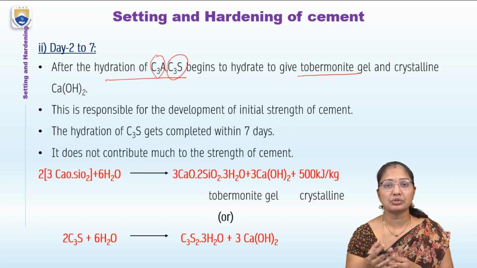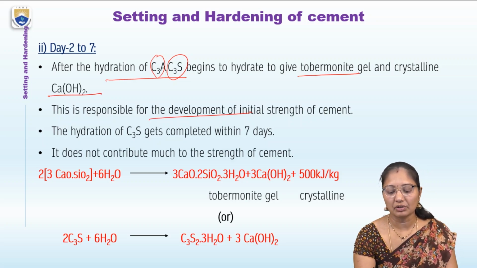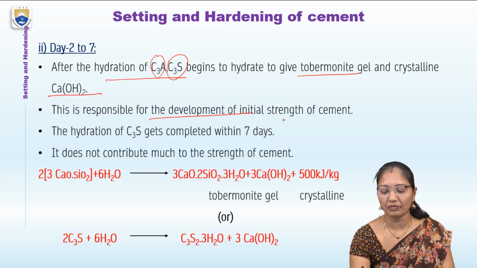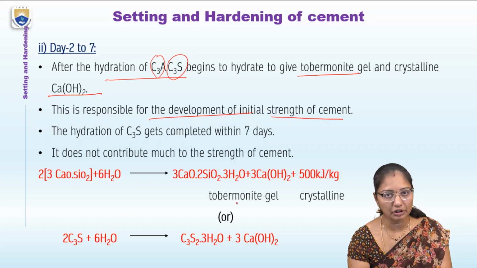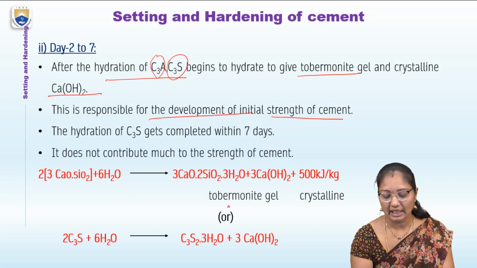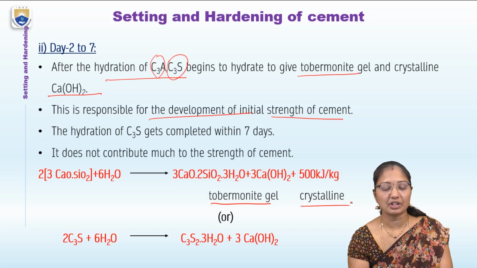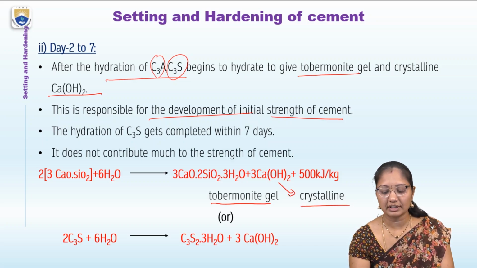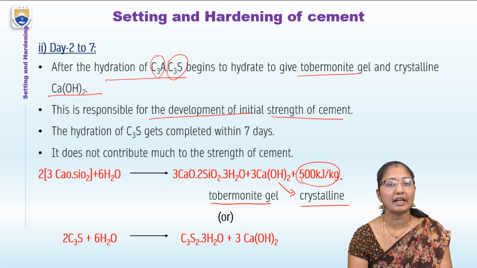It gives rise to tobermorite gel and crystalline calcium hydroxide. So this is responsible for the development of initial setting and initial strength of cement. What happens? This C3A, or this calcium complex, reacts with these water molecules. Again, it undergoes a hydration process, resulting in the formation of tobermorite gel, which is a crystalline structure, with calcium hydroxide, which is crystalline. Again, it is also an exothermic reaction which yields 500 kilojoules per kg of energy.